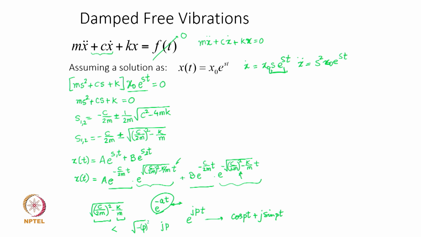And so, effectively it becomes e to the power minus some constant times t, and then it becomes an exponentially decaying term. There is a distinctly different characteristic of the response. This response is harmonic or oscillatory, I would call this, and this is non oscillatory. Do you agree with that?